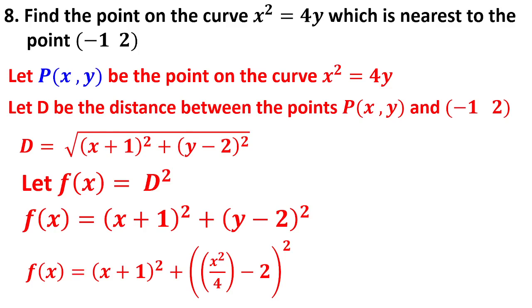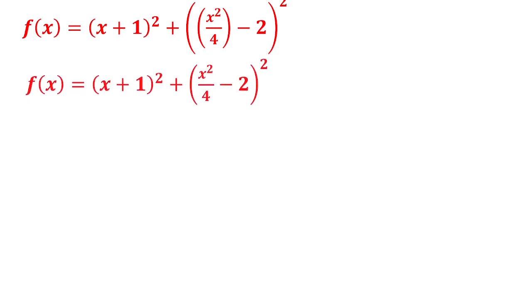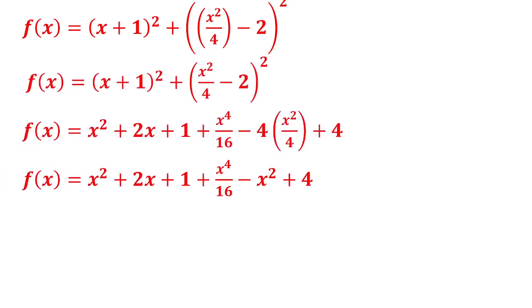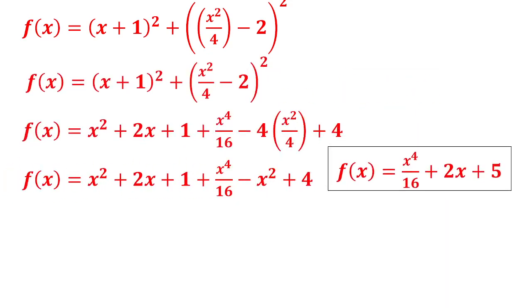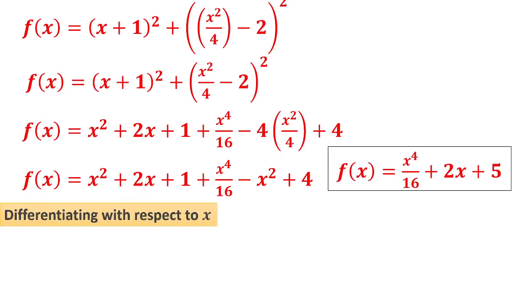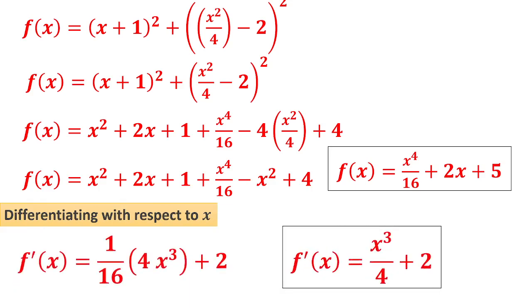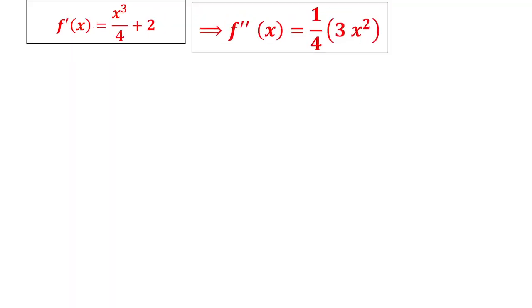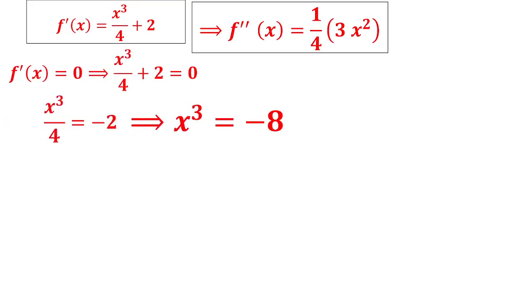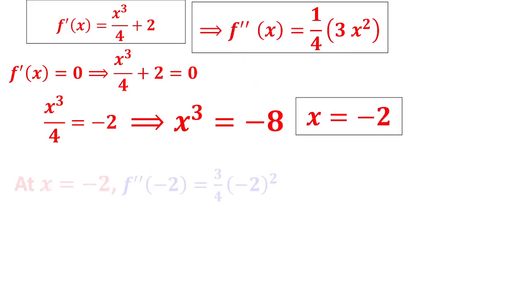I know that x square is equal to 4y. Therefore, y is x square by 4. Expanded, and finally I get f of x as x power 4 by 16 plus 2x plus 5. Differentiate, and simplified: x cube by 4 plus 2. Equate it to 0. And I get the value of x cube as minus 8. All of you know that when x cube is minus 8, x is equal to minus 2.